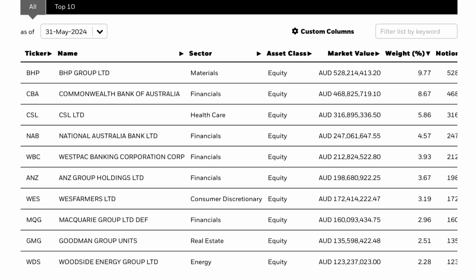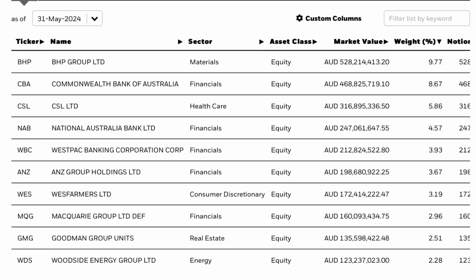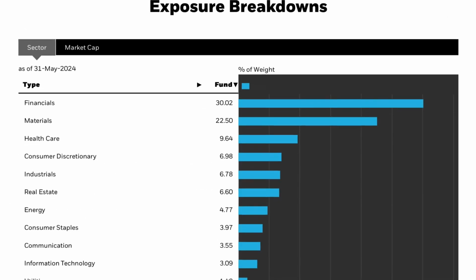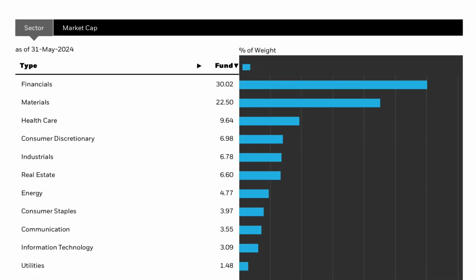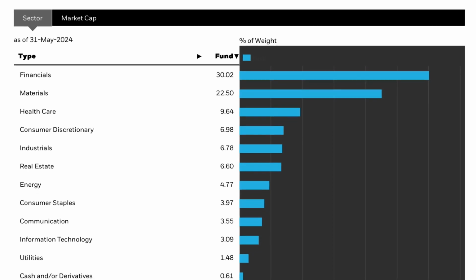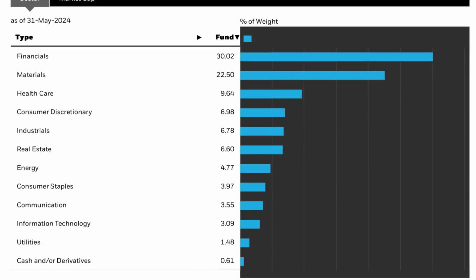Since IOZ tracks the Australian markets, it is heavily tilted toward banks and mining companies. The largest portion of the fund at 30% is in financials, followed by materials at 22% and healthcare at 10%. Utilities, technology and communication service companies make up the smallest percentage of the fund, under 4% each.